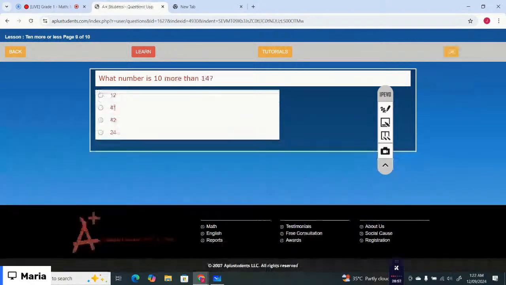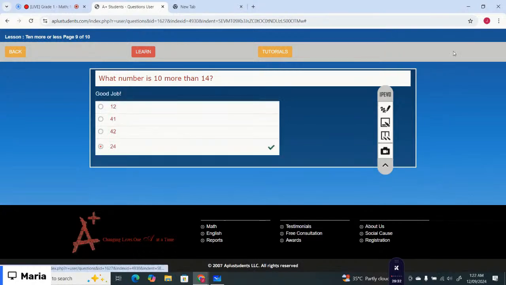The next one is, what number is 10 more than 14? So 10 more than 14 means you need to add 10 to 14, right? So 10 plus 14 makes, so that is 24. The last option is the correct option, right? Okay, the next one is the last question from the lesson.